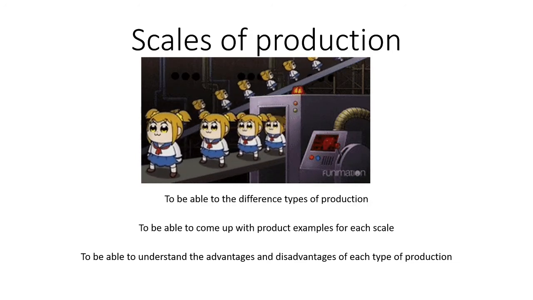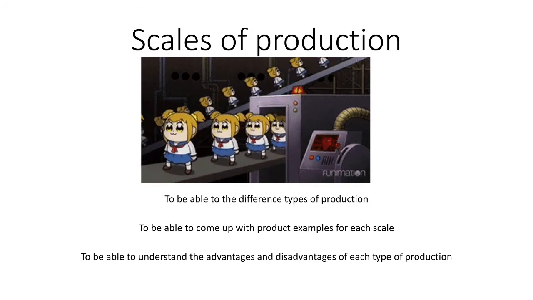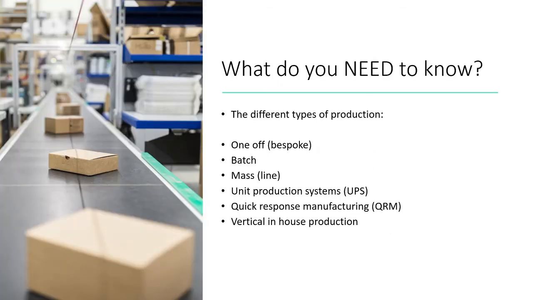Hey everyone, in today's video we're going to have a look at scales of production. So what you need to know is what the different scales or types of production are. So there's things like one-off or bespoke, batch, mass production, unit production systems, QRM and vertical in-house production.